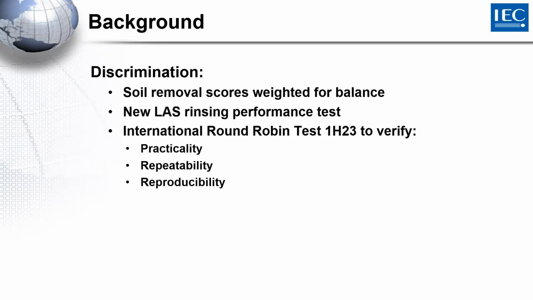Discrimination. The soil removal scores are weighted for balance, and thanks to Rainer for looking at this. This is to make sure that we have balanced scores for the different soil removals, as some soil removals are much easier to remove than others. So these have been balanced and weighted to give an effective soil removal score. We have the new LAS rinsing performance test, which is showing much better discrimination than the alkalinity test. And we have the international round robin test about to commence for practicality, repeatability, and reproducibility confirmation. Next, please.